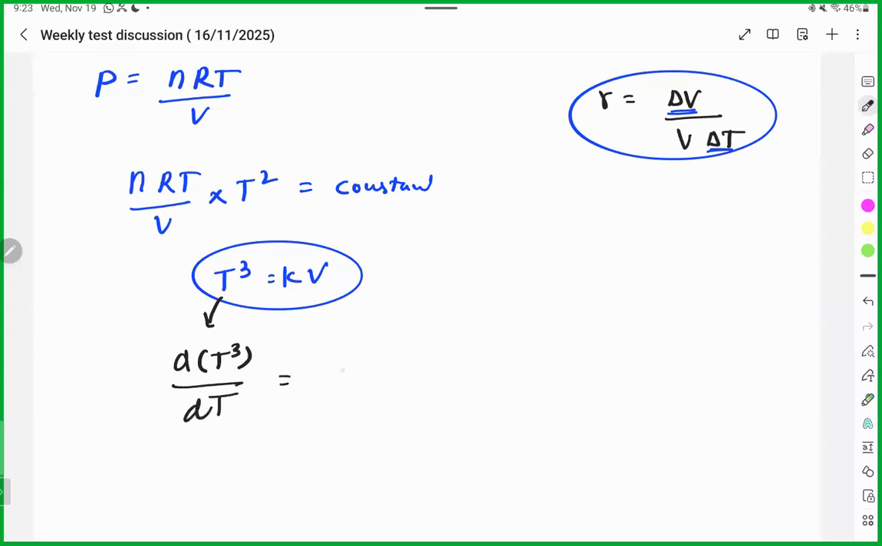With respect to temperature, same here. d by dt with respect to volume, volume with respect to temperature. What will be the benefit? You will get delta V by delta T. This is what we need here.